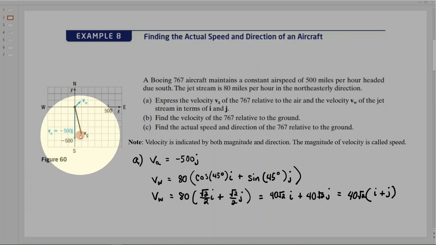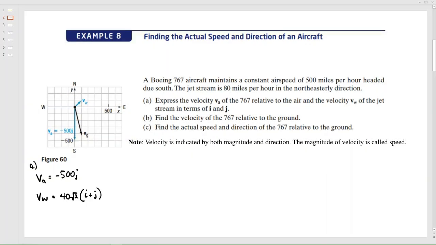get their combined result. So for part B, I placed our results for A over here because we know that for part B, what they need is the sum of these two. We need the velocity relative to the ground equal to the velocity in the air of the plane plus the impact of the winds. So that's going to be our negative 500 j plus 40 square root of 2 (i plus j).